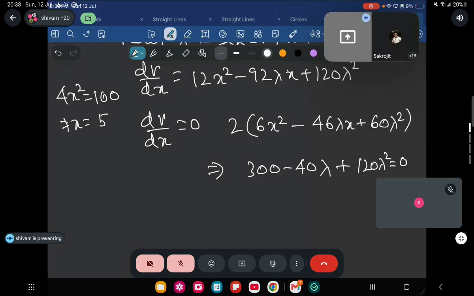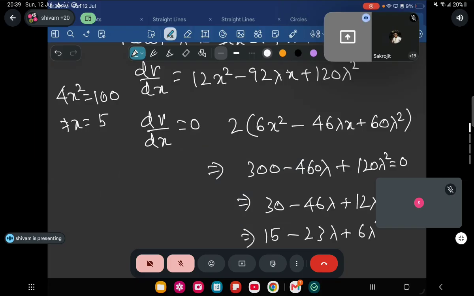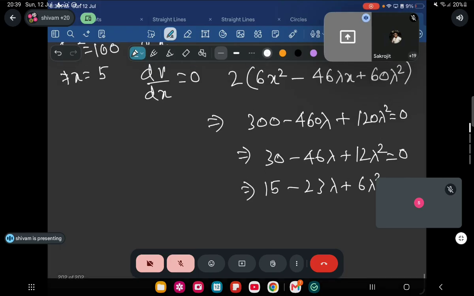Tell me, are people getting? From here, we have got a quadratic in lambda. So we'll get 460, right? Dividing by 10, we'll get 30 minus 46 lambda plus 12 lambda square. We can again divide by 2. 15 minus 23 lambda plus 6 lambda square is equal to 0. Can we factorize it? Yes, sir. 6 lambda minus 5 into lambda minus 3 is equal to 0.